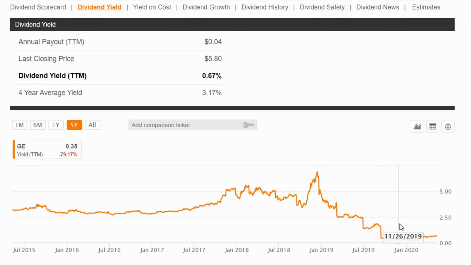It plummeted. So don't chase after those stocks whose percentages are really high. They're in that 5, 6, 7% range. That's usually not a good sign, and it's just not sustainable. Because you also got to remember, for every dollar that gets paid to you as the investor in dividends, that's a dollar that's not going back into the company for reinvesting.